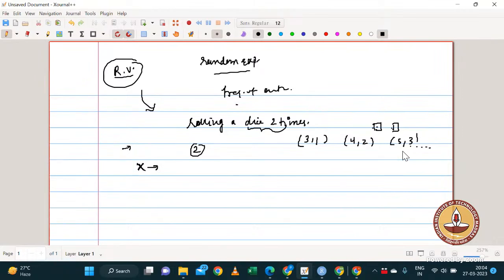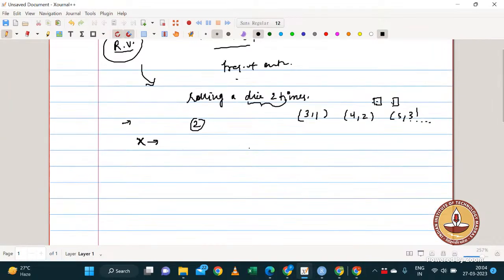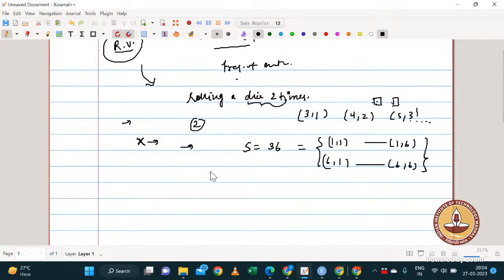More formally, a random variable is a real valued function defined on the sample space. Suppose I roll the die two times. What will be the sample space? There will be a total of 36 outcomes: 1 1, 2 1, up to 6 1, then 1 6, 2 6, up to 6 6. Am I right? Yes, sir. So my random variable is a real valued function, and it can take any real value defined on my sample space.